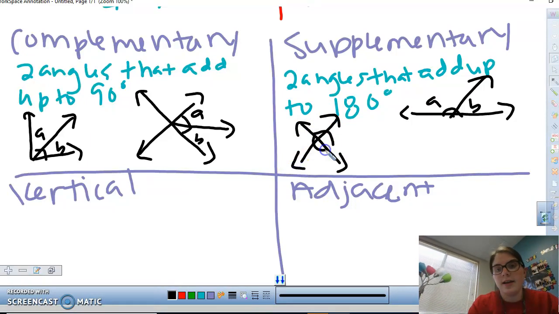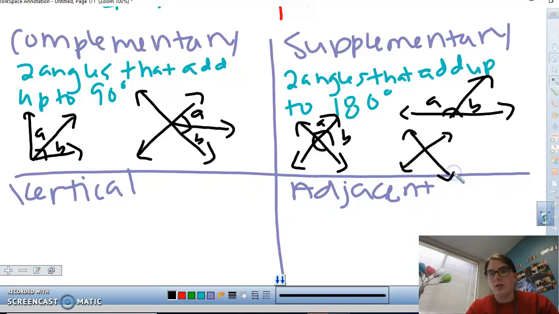you could say that A and B would be supplementary angles. You could also say A and B that way. Those would be supplementary angles because if I added this angle and this angle, and this angle and this angle, both of those would be 180 degrees. So that's why they're supplementary.